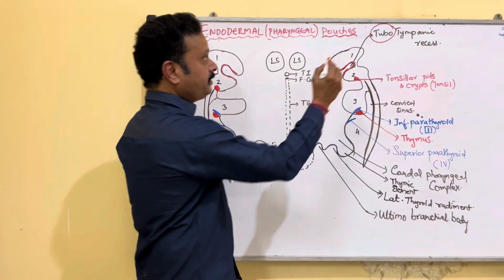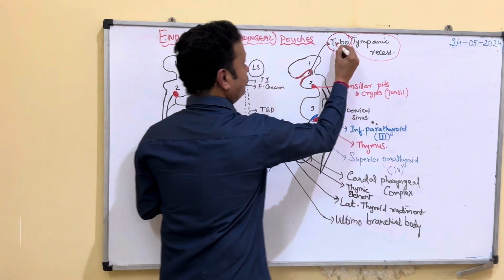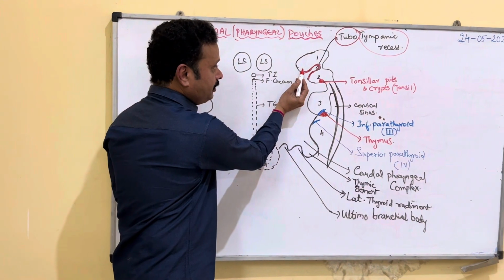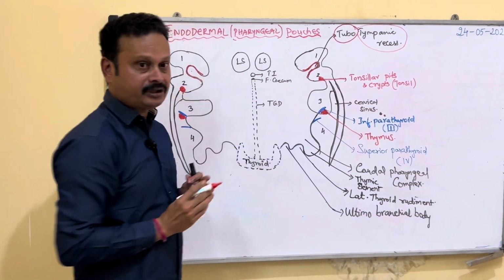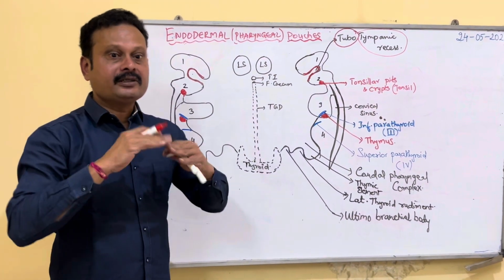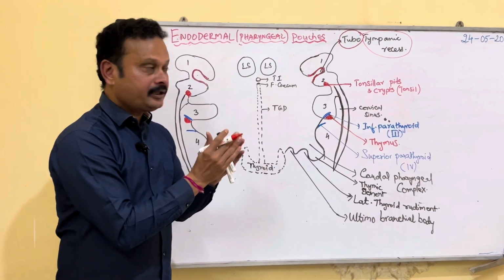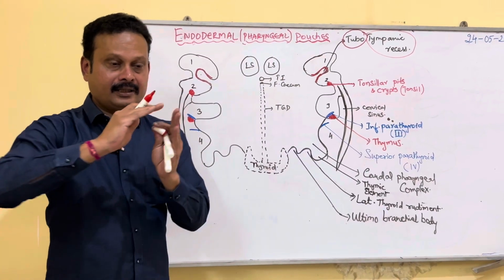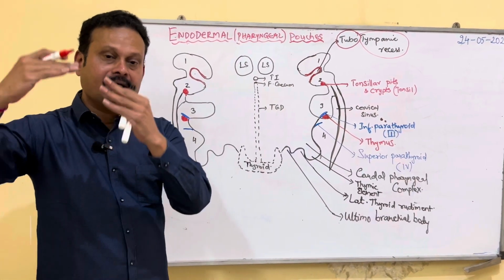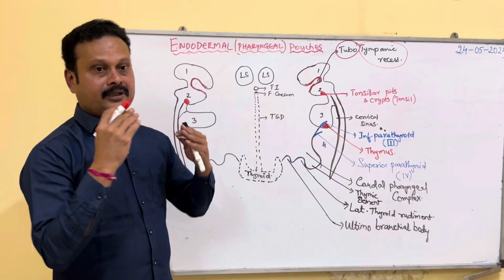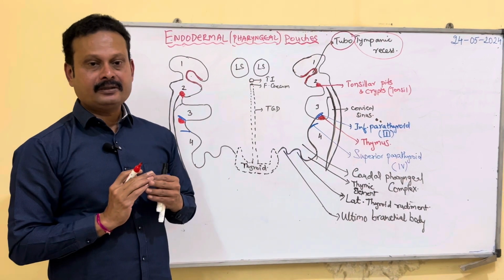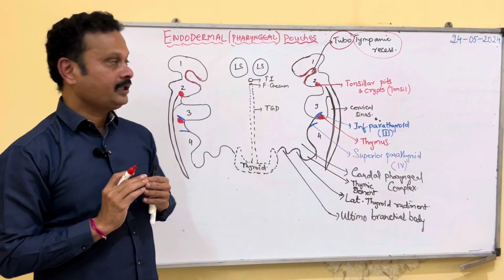I repeat, this tubo-tympanic recess, which is formed by the fusion of the dorsal part of the first and second pouch, narrow medially and wider laterally, gives rise to the auditory tube from the medial part and the tympanic cavity from the lateral part. The derivatives under the tympanic cavity are the mucus lining of the tympanic cavity, the mucus layer of the tympanic membrane, the mastoid antrum and the mastoid air cells.